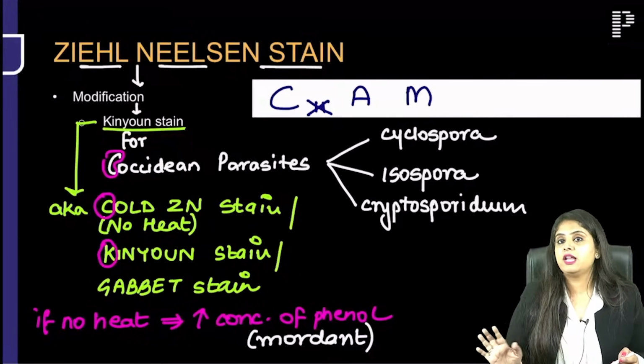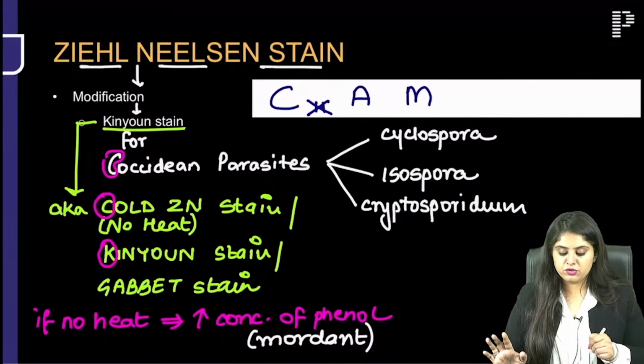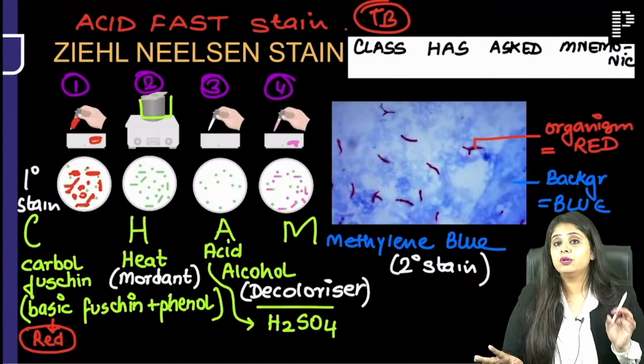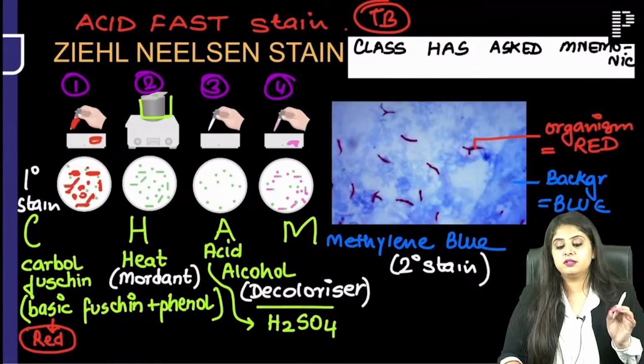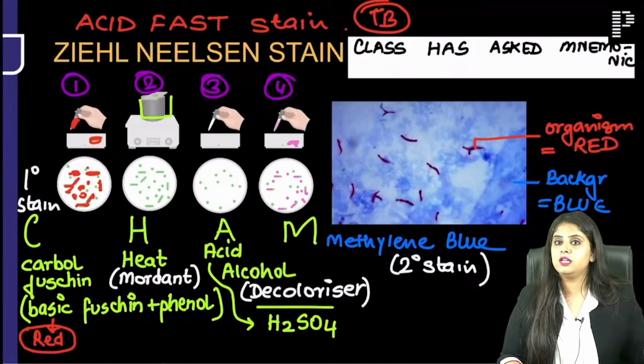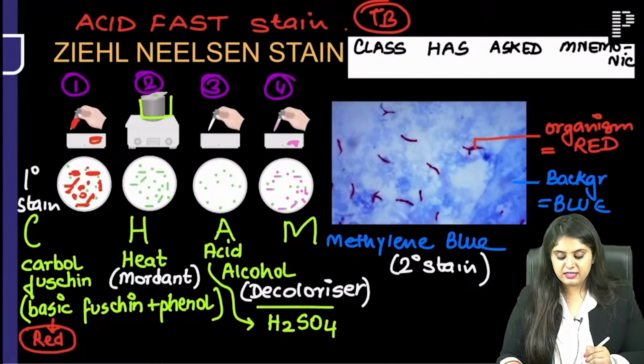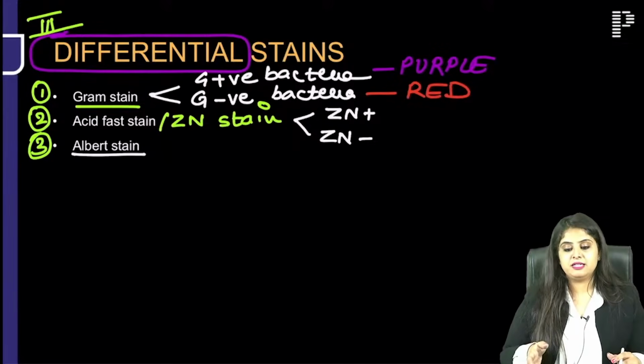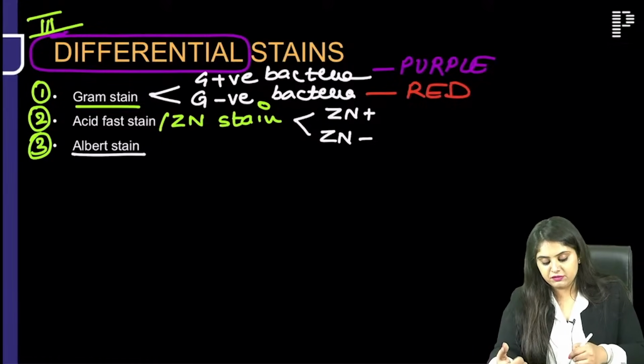We are not doing this for any other situation. For all other situations, I'm doing the usual. I'm doing the heating protocol as required. Only for coccidian parasites: coccidian, cold, Kinyoun. That's it. Okay, finally, in the differential stain category, the last one that I go on to is going to be the Albert stain. And finally, with that, your differential stains will be done.